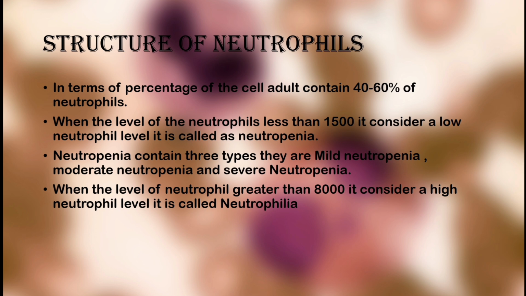Neutropenia has three types. They are mild neutropenia, moderate neutropenia and severe neutropenia. When the level of neutrophils is greater than 8000, it is considered a high neutrophil level. It is known as neutrophilia.